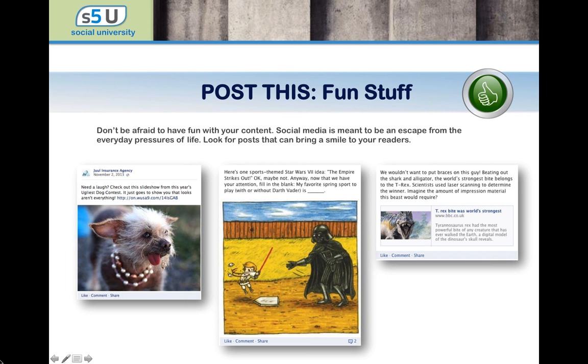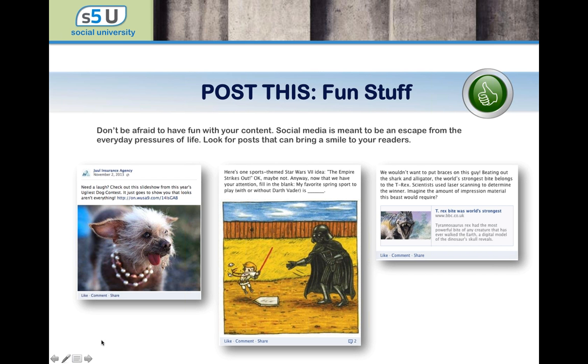And then fun stuff. Remember to keep it light. This ugly dog contest, by the way, has been one that we have followed virtually every year since we started at Social Five, because everyone loves the ugly dog contest. So these are all things you can post.